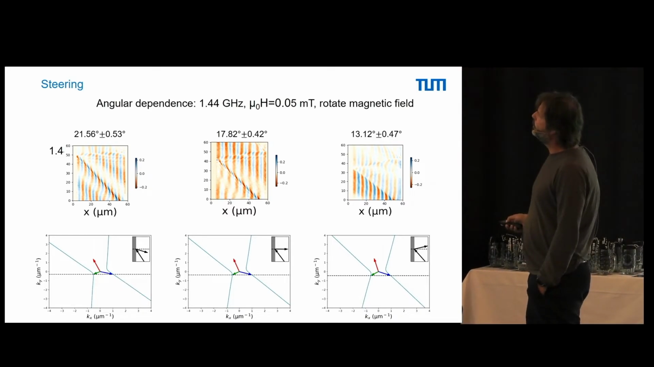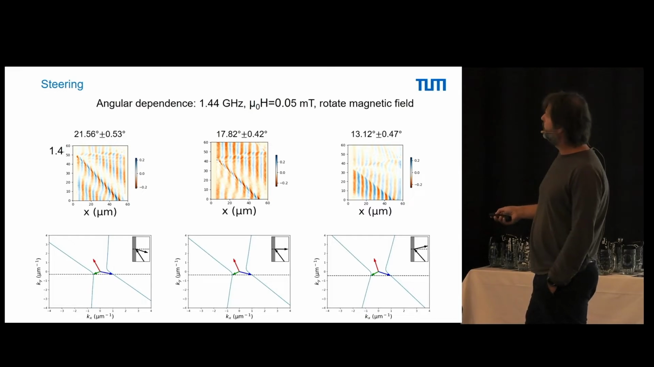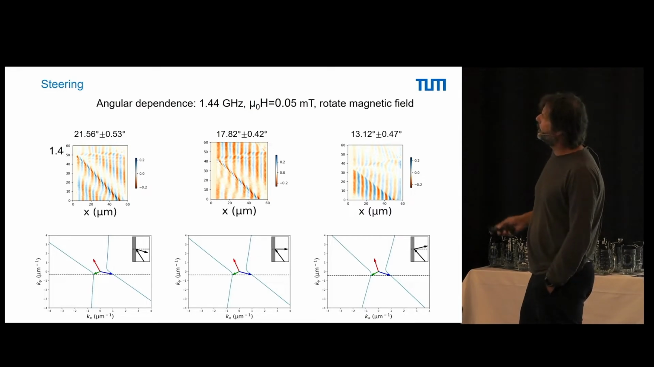So here we have 3 different cases. We can steer the spin wave. You can see this one actually travels back slightly. This one is basically reflected perpendicular to the border, and this one travels forward slightly.